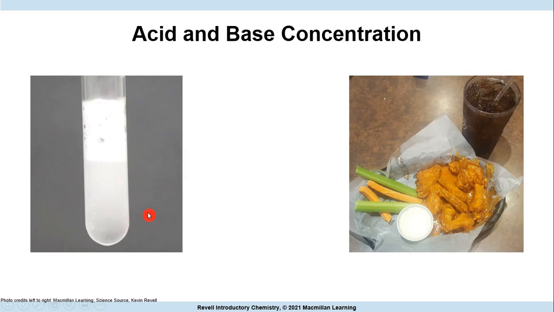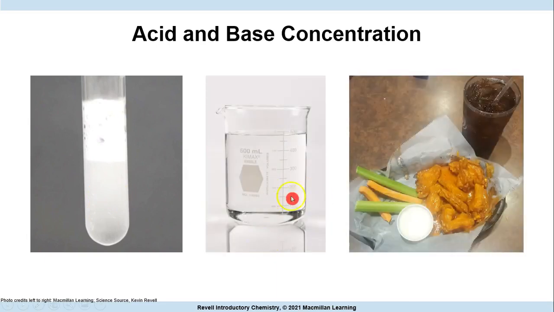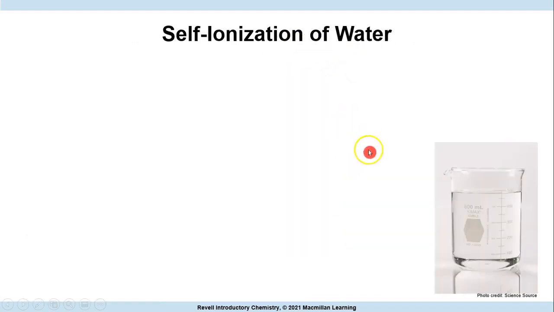Now, how can we say why this one is considered a strong acid and these other ones are considered weak acids? For us to be able to explain this, we are going to start with pure water. Pure water is what we are going to analyze first before we get into explaining strong acids and weak acids in terms of concentration.